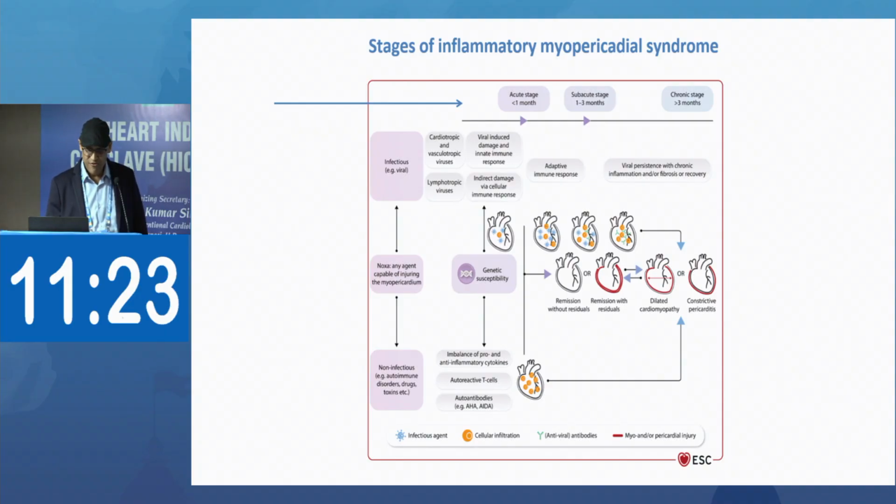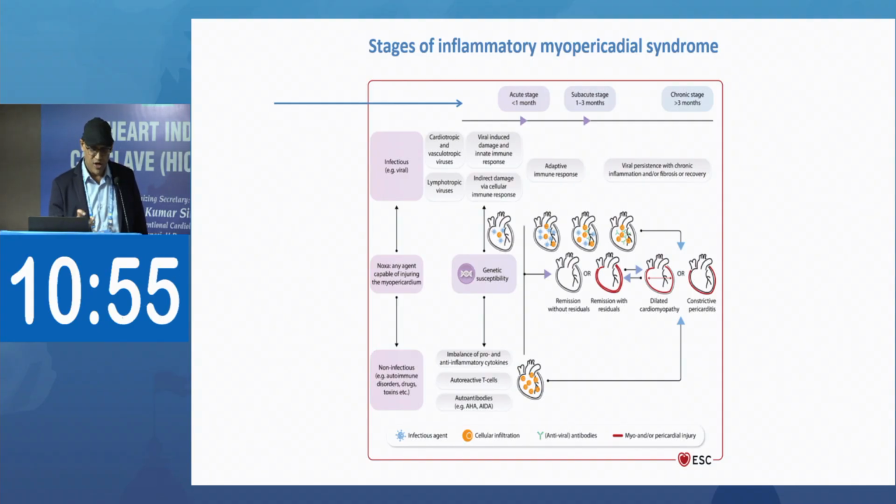The stages of inflammatory myopericardial syndrome: acute is less than 1 month, subacute is 1 to 3 months, and more than 3 months they have termed as chronic stage. According to these stages, they have basically included etiology also here. So it could be infectious or non-infectious causes. Basically this includes autoimmune and an overlap between the two, where both infectious and non-infectious components could be there.